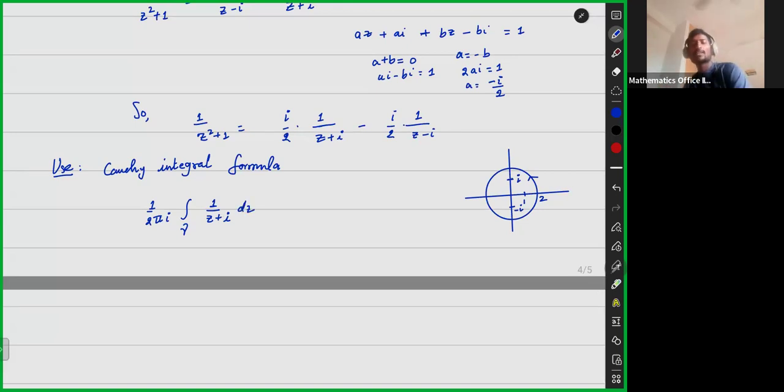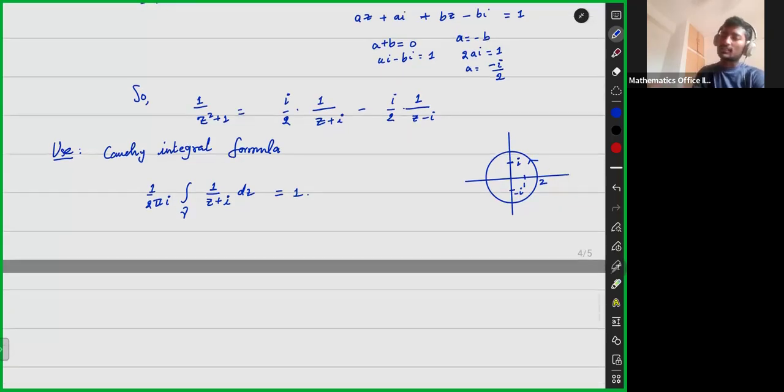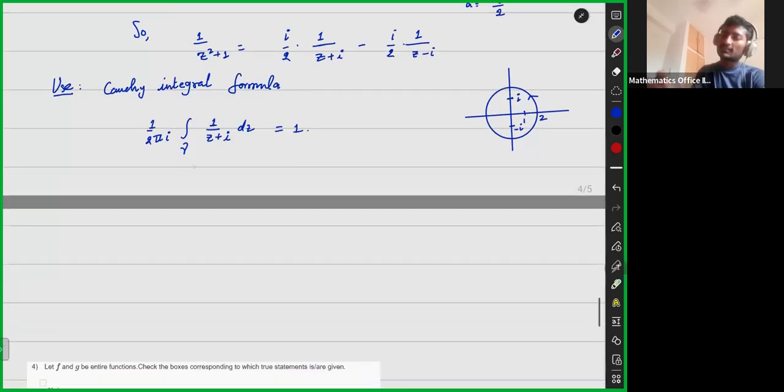What is this? The function here, f of z, is 1, a constant equal to 1, and we have to calculate at minus I. So what you get is this integral equal to 1. Similarly, the other integral is the same.